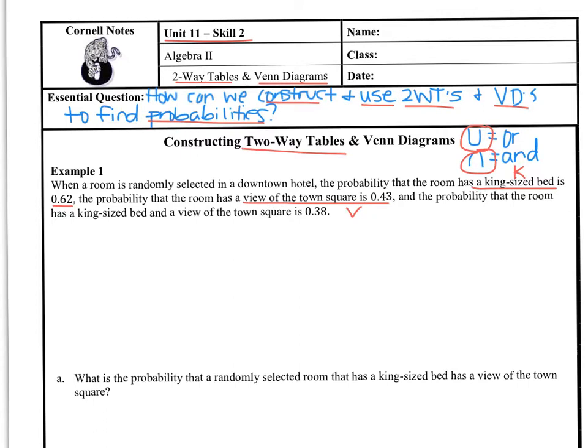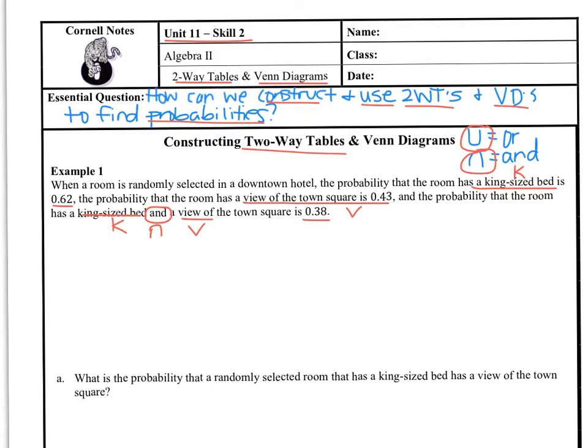And the probability that the room has a king-size bed, so K, and, so the word and means we're going to use the horseshoe, and a view of the room, so V, is 0.38. So that's where they should intersect.